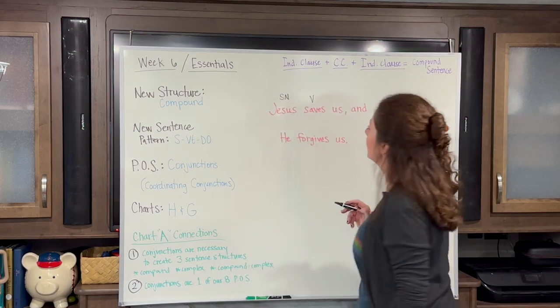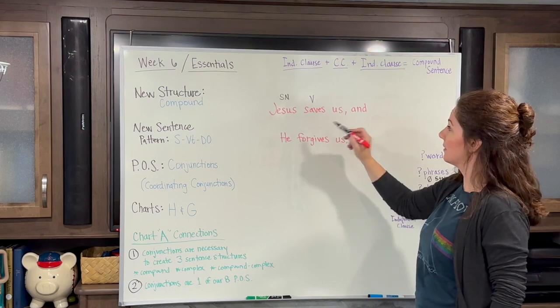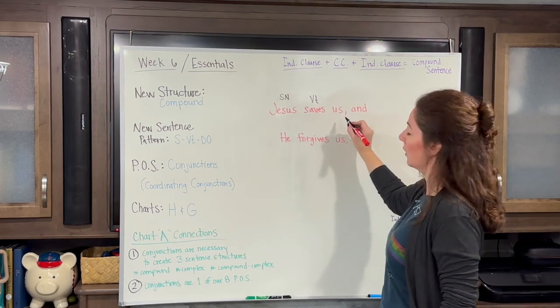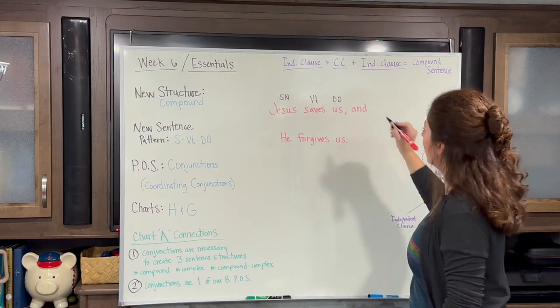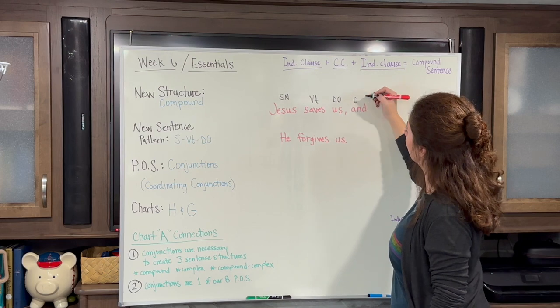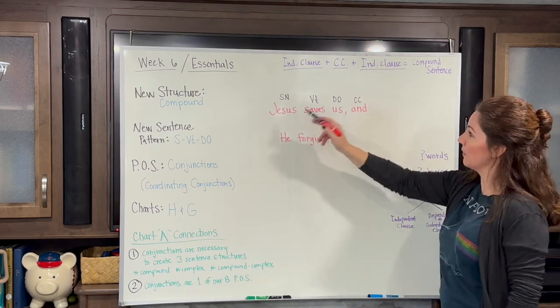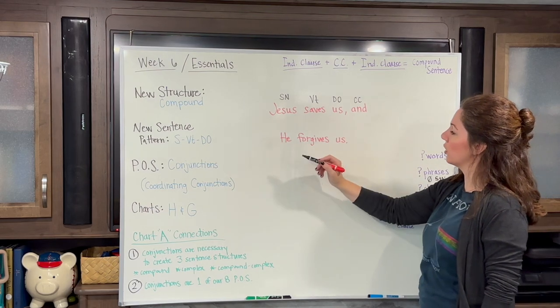Saves. Is this action being transferred to anything? Yes, us. He saves us. So that makes this transitive, and this makes this word our direct object. Yep. And then we already said this is our coordinating conjunction, CC. So we've labeled our first sentence and our coordinating conjunction.